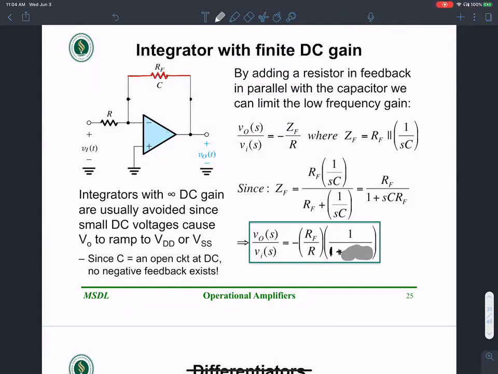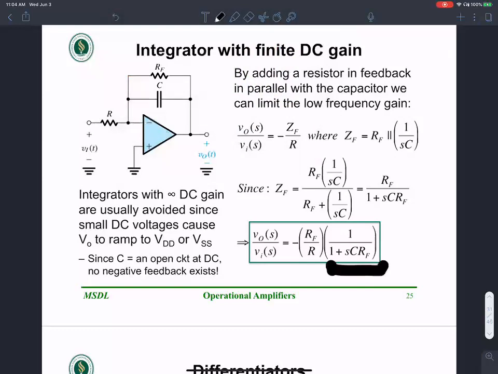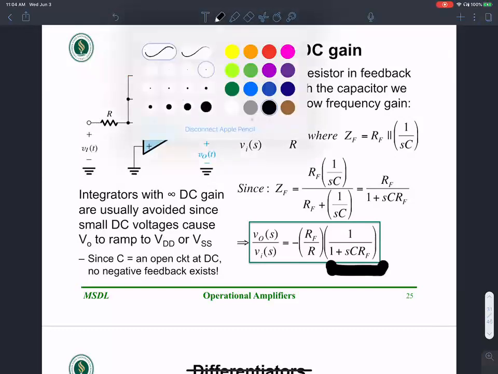So you can see this is reminiscent of a negative RF by R, which is reminiscent of an inverting amplifier gain. So the idea is, at DC, an integrator reduces to an inverting amplifier, and at higher frequencies, I have a gain that corresponds to this. Okay, so that's the idea.